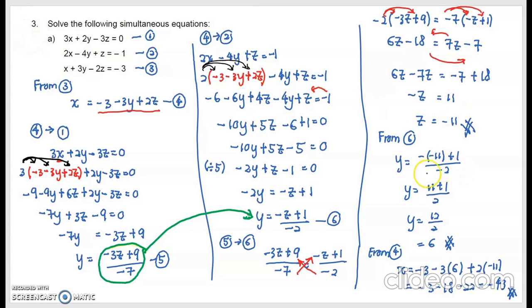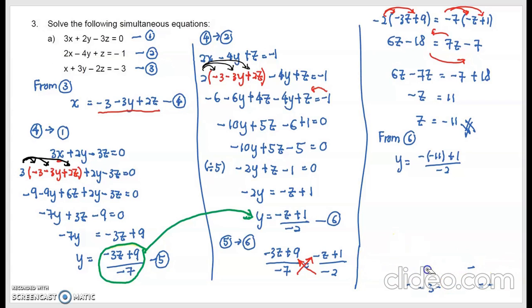I'm sorry, there is something wrong here. Here it's supposed to be negative 2. Let me explain one more time. Negative, negative, positive 11 plus 1, over here is negative 2. Just now I put positive 2. So here is 12 divided by negative 2. Our y is supposed to be negative 6. Just now it was positive 6. The answer was wrong. Now it's negative 6.